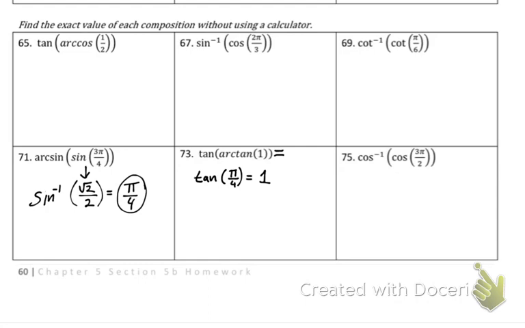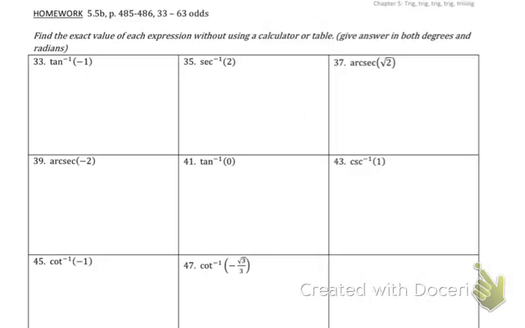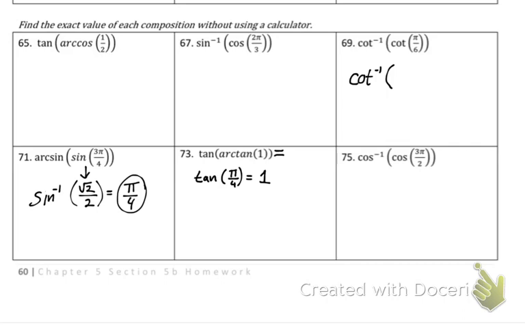Okay. So 69, we're doing the tan inverse of cotangent of pi over 6. And cotangent of pi over 6 is the reciprocal of our tangent value at pi over 6. So we go to pi over 6. My tangent value is square root of 3 over 3, so the reciprocal is going to be 3 over square root of 3. So we multiply the top and bottom by square root of 3.